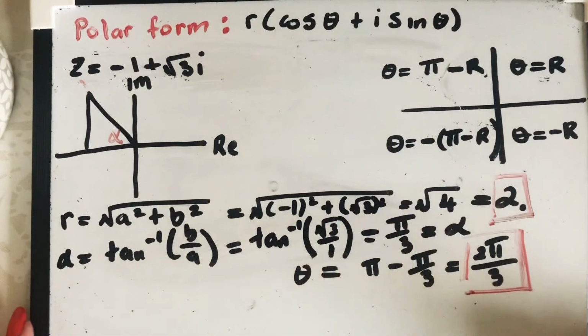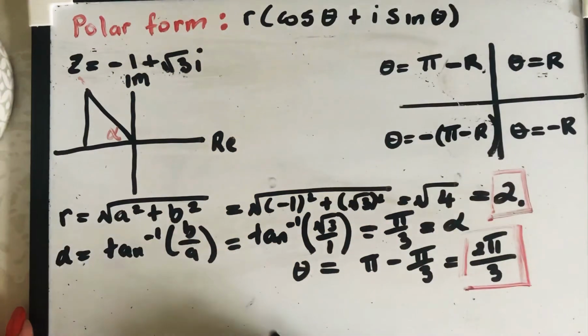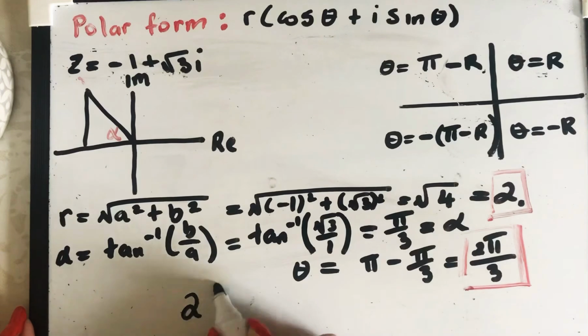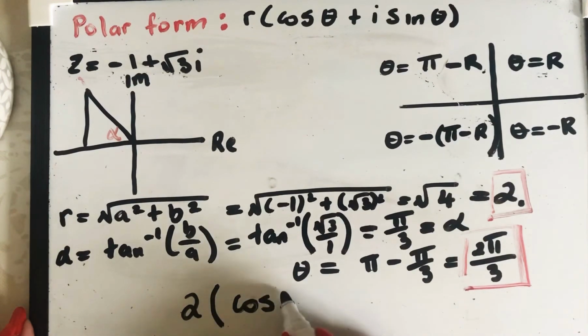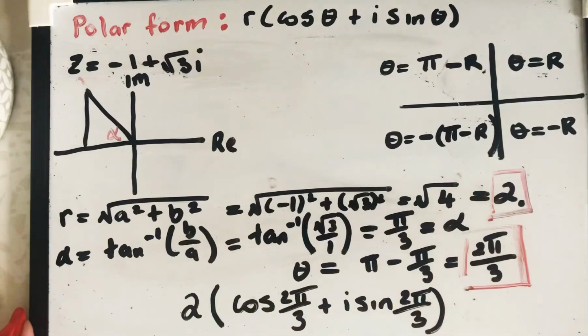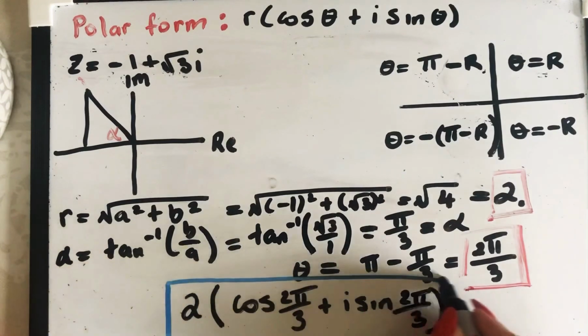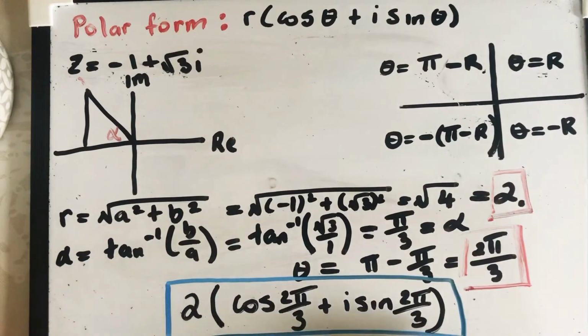So now we're ready to input them into our equation for polar form. We're finishing off the question by filling it in. So we have 2 bracket cos 2 pi over 3 plus i sine 2 pi over 3. And that is our answer. That is our polar form for the question for -1 plus root 3i.